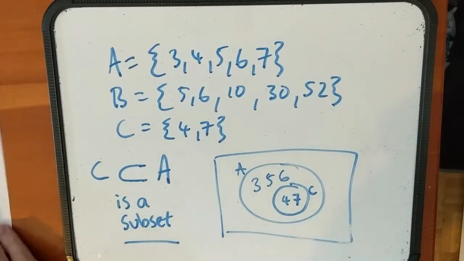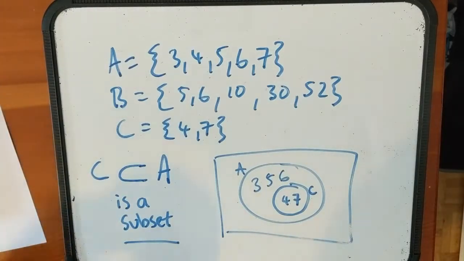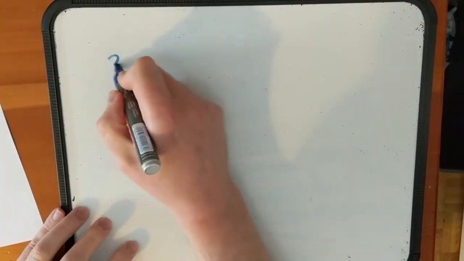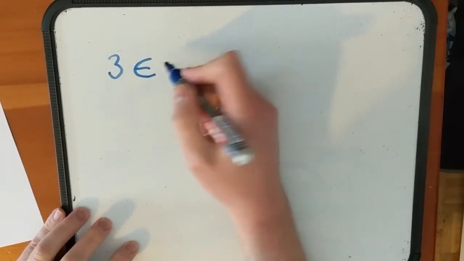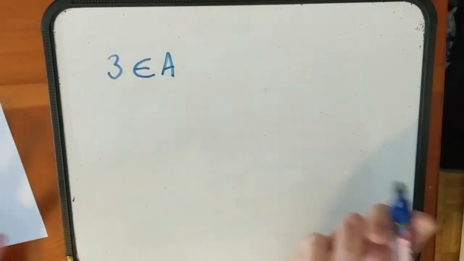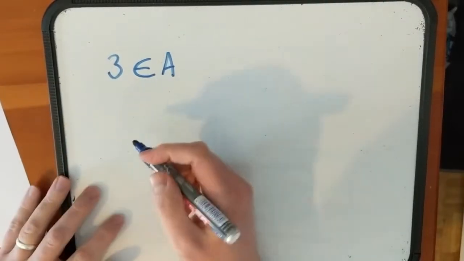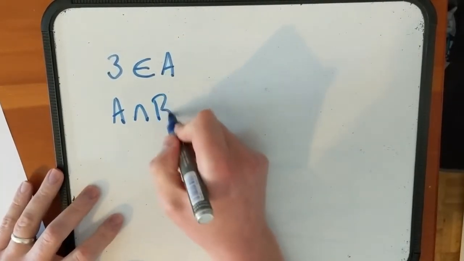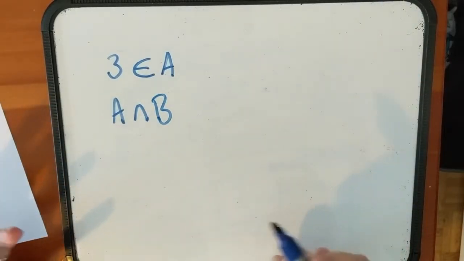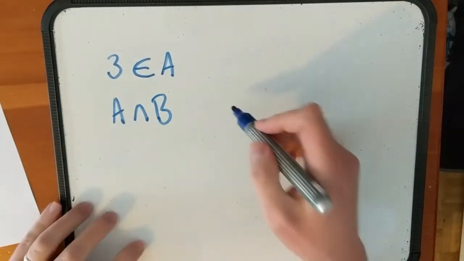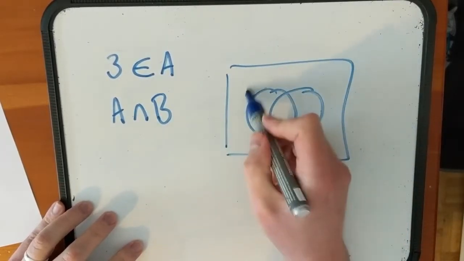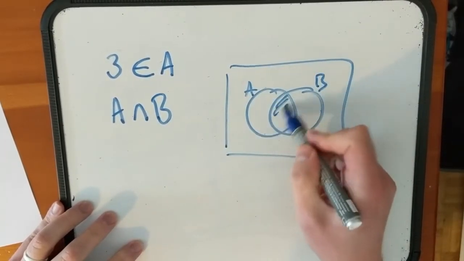There's also the other symbols. Let's just go through all of those symbols. Right? We had this one. This means is a member of, so that means 3 is in the set A. We had the intersection, so A intersect B. That's basically the same as saying something that's in A and B. So the intersection would be something that's in both sets.